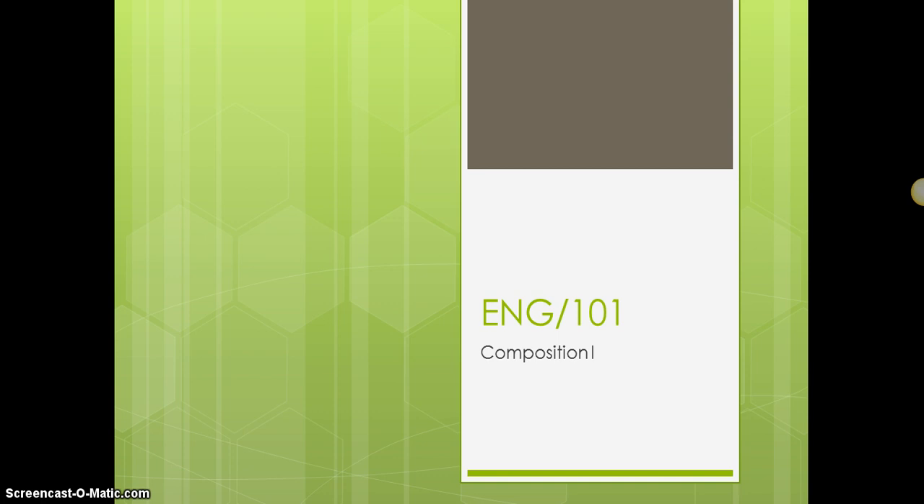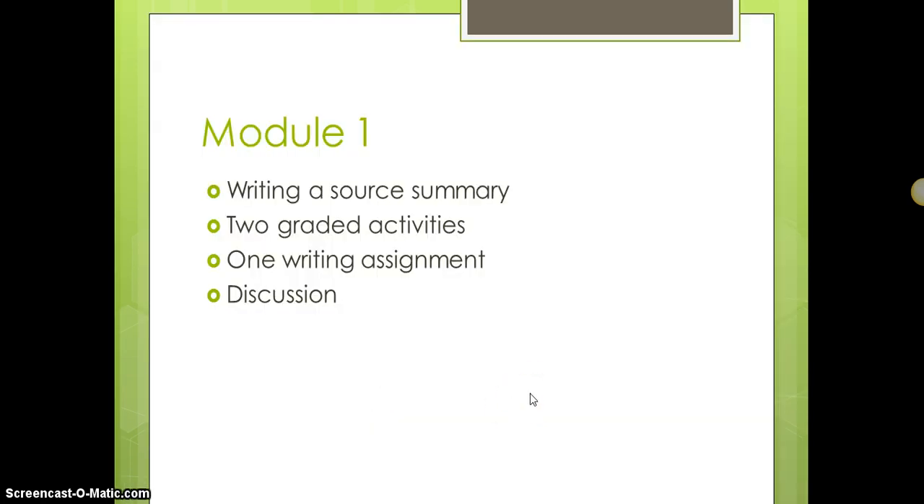So anyway, again, welcome to English 101. For Module 1, you're going to be writing a source summary. There will also be 2 graded activities and then 1 writing assignment, which is that source summary and discussion.